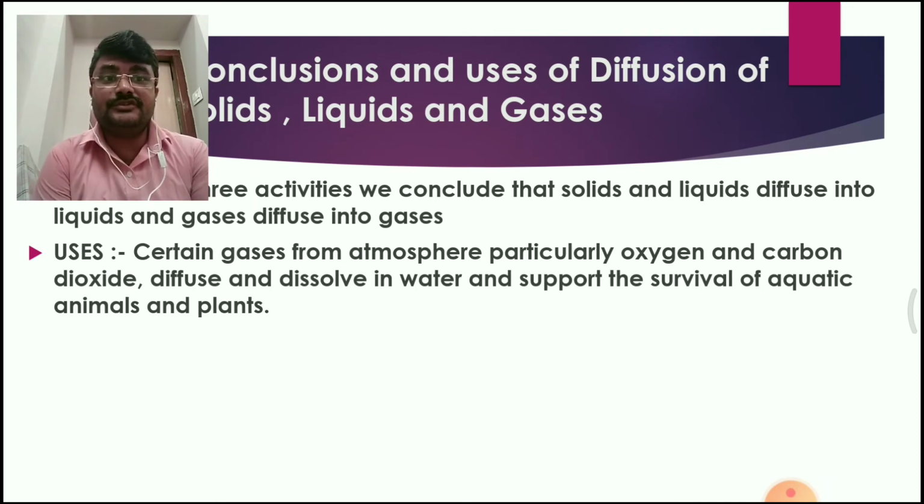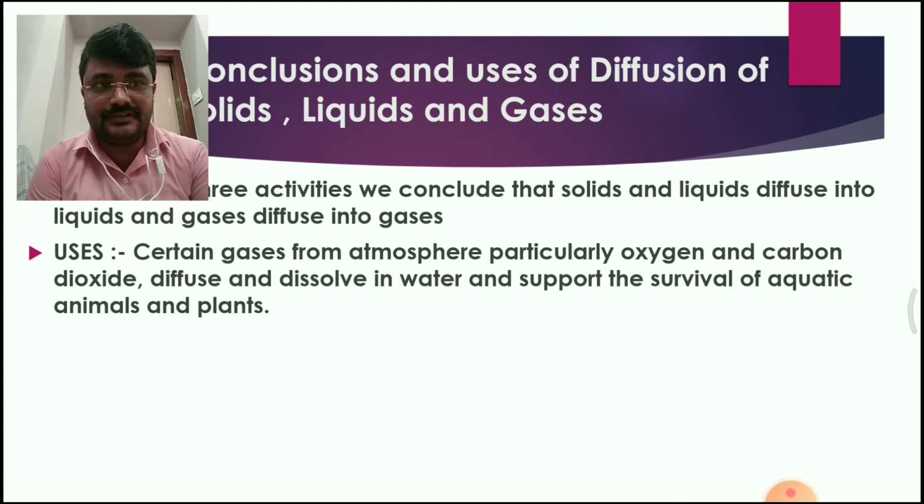Certain gases from the atmosphere, particularly oxygen and carbon dioxide, diffuse and dissolve in water and support the survival of aquatic animals and plants. Aquatic animals means creatures that live in water. How are they surviving? Because of the diffusion of oxygen and carbon dioxide in water. Oxygen and carbon dioxide dissolve in water and diffuse in liquids. So the aquatic animals can easily breathe in and breathe out with the use of diffusion.